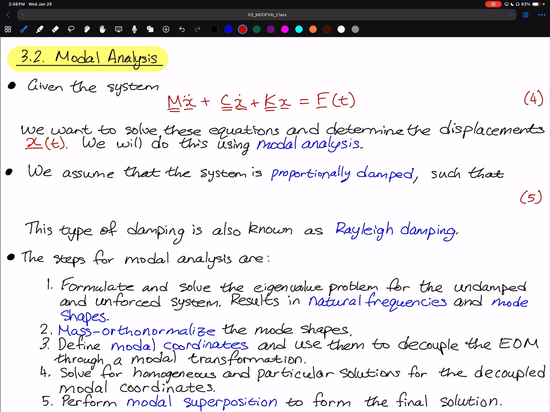Okay, so we want to solve these equations and determine the displacements x at t. That means x1, x2, x3, etc., all the way up to xn. We want to know an analytical expression for each of those. And we're going to use a technique known as modal analysis. If n equals 2, you don't necessarily need modal analysis. There are other approaches. But if n is anything other than 2, you need modal analysis. So we're just going to cover modal analysis because then you're not stuck being confused about what to use. It works for 2 or more degrees of freedom.